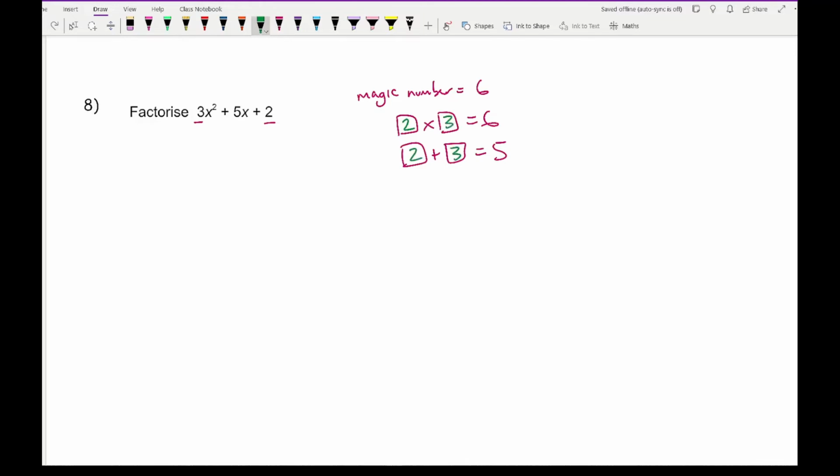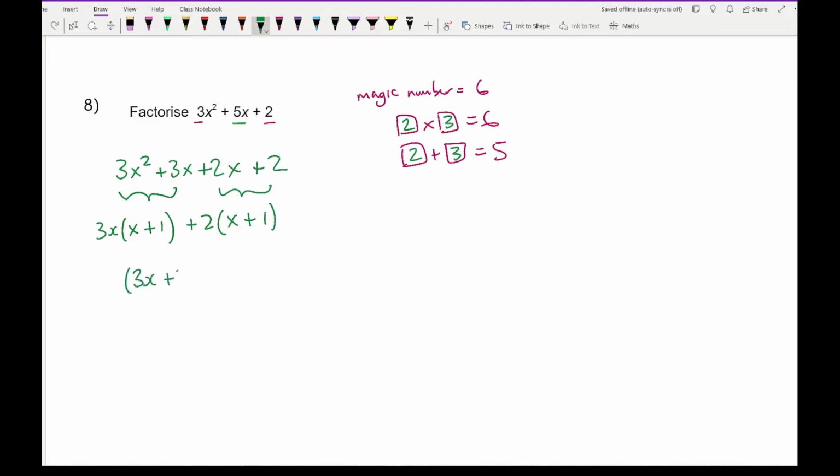So from this, all I'm going to do is swap the 5x with 2x and 3x. So I've got 3x squared plus 3x plus 2x plus 2. Then factorising the pairs, I've got 3x times x plus 1, plus 2 times x plus 1. And those two brackets should be the same, which they are. So then one bracket is 3x plus 2, and the second bracket is x plus 1.